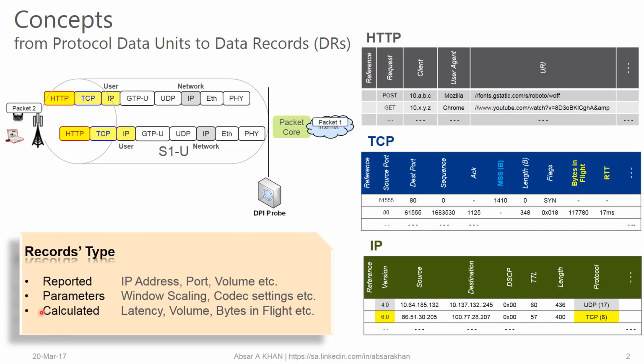The tricky ones, and the ones that you must always be careful about, are the calculated ones, the likes of latency, volumes, throughputs, bytes in flight, etc. Okay, because we can have inaccuracy, especially in the case of aggregation.